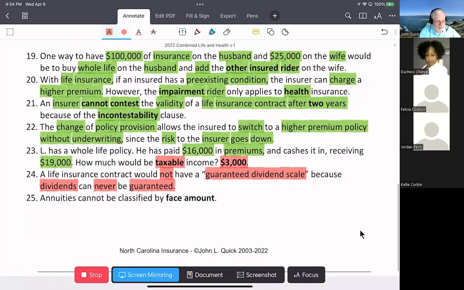How do we classify annuities? Immediate, deferred, single, flexible. Annuities cannot be classified by face amount. That would be kind of silly.